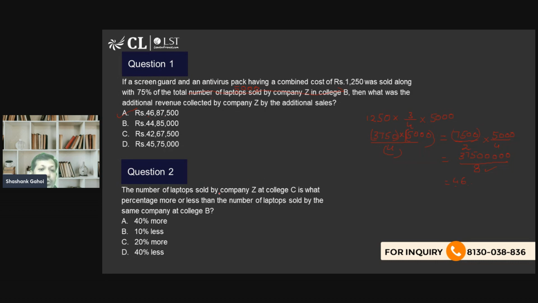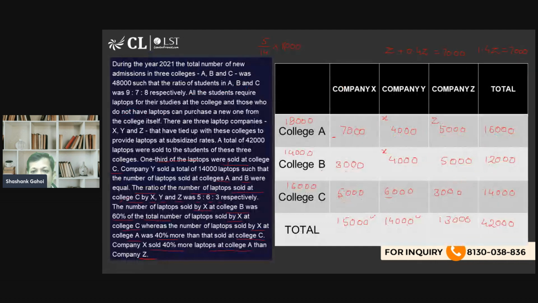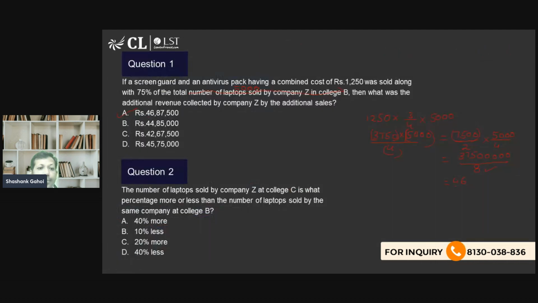The number of laptops sold by company Z at college C. Okay. Company Z, college C is 3000. Is what percent more or less than laptops sold at college B by the same company. So I am replacing this whole value with 3000. So 3000 is what percent more or less than this, which I am replacing by 5000. So 3000 is what percent more or less than 5000.